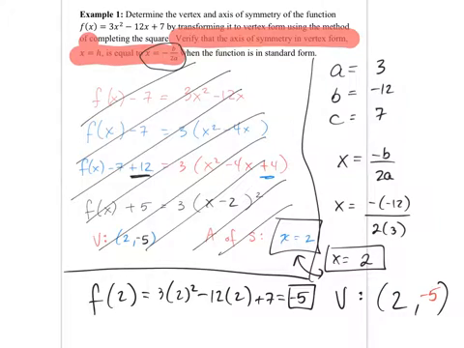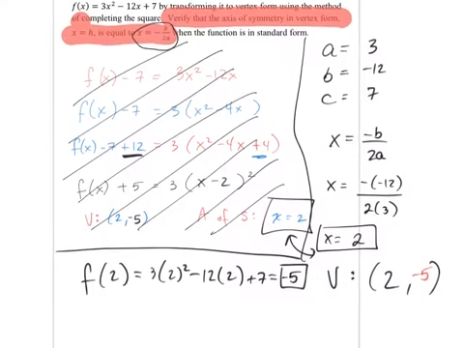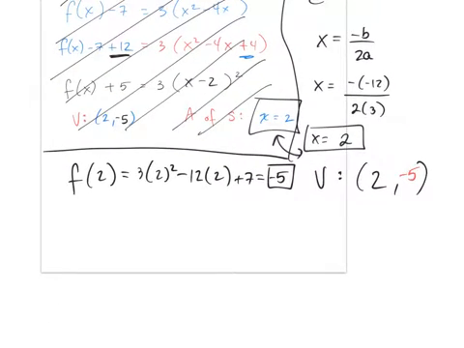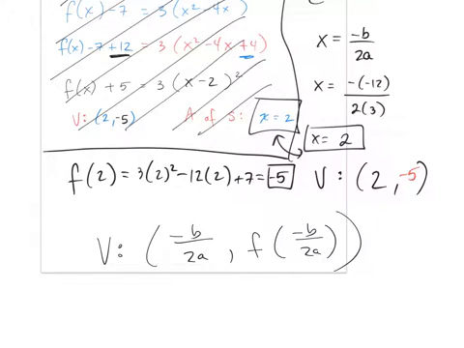Questions on this first one? I don't know if it's on the next slide, let's see. No, I didn't. So I wrote a generalization in my notes, and if this makes sense, feel free to write it. If not, you don't have to write it. The vertex, when in standard form, could be thought of as negative b over 2a, comma, f of negative b over 2a.